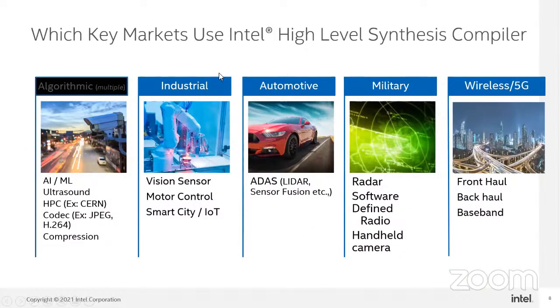Okay, what kind of applications require high-level synthesis? This is very important for us to understand. Any AI or ML applications, ultrasound, high performance computing, codec, or compression requires algorithms which need the high level synthesis compiler. And industrial applications like vision sensor, motor control, smart city or IoT applications, ADAS, as well as military and wireless or 5G applications. In all these applications, we need to utilize the high-level synthesis compiler.